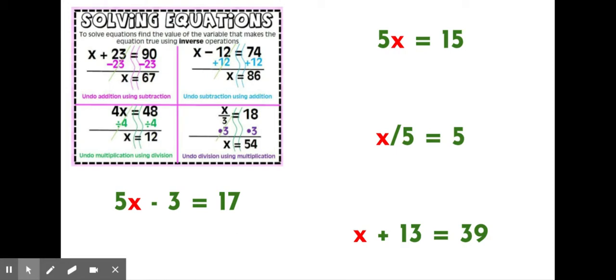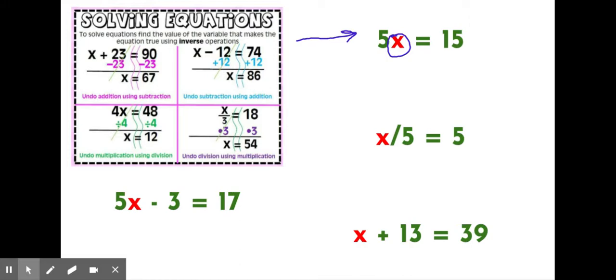Hey guys, let's do some solving of equations. What I mean by solving of equations is that you are trying to find the value of the variable that makes the equation true. So for example, in our first equation, we have 5x equals 15. I have to find out the value of this variable. I have to figure out what that x equals.